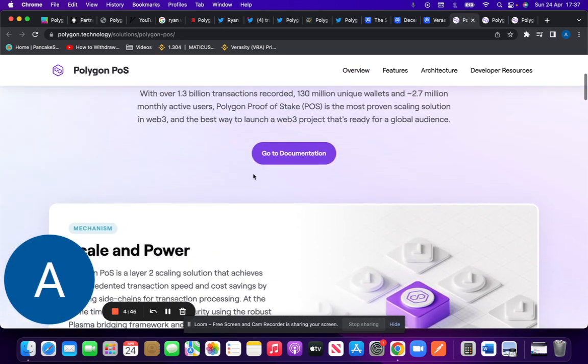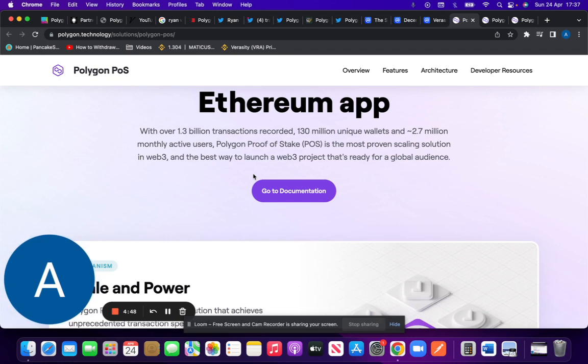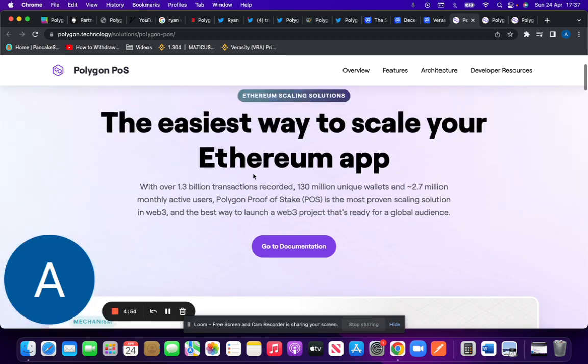So this is one of their biggest use cases, if you ask me, improving the transaction speeds, which Ethereum struggles with. So yeah, check that one out.